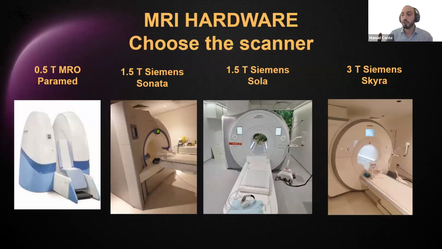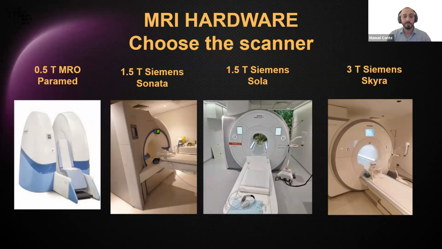So let's go to choosing the scanner. Here I put some scanners that we have in my clinic: a 0.5T Paramed, a 1.5T Siemens Sonata that we don't have anymore, a 1.5T Siemens Sola, and a 3T Siemens Kyra.